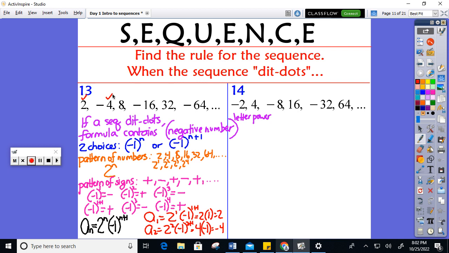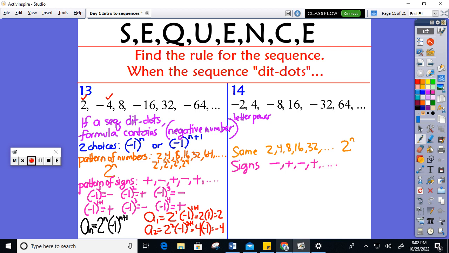Okay? Now look at the next one. We're going to look at that same thing. Do you see that the pattern in the numbers is the same number pattern? So it's still 2, 4, 8, 16, 32. So we've already got that part is 2 to the n. But this time, the pattern in the signs is the opposite. The pattern in the signs go negative, positive, negative, positive.